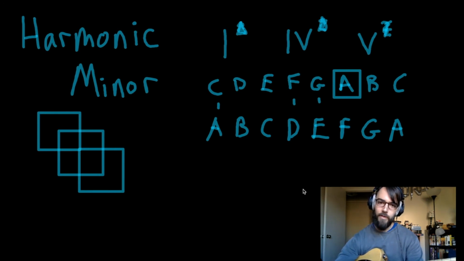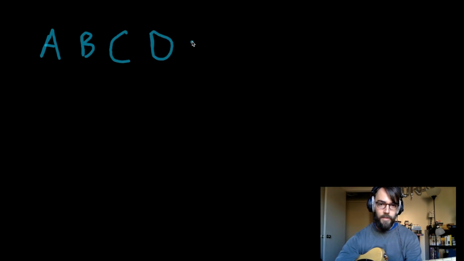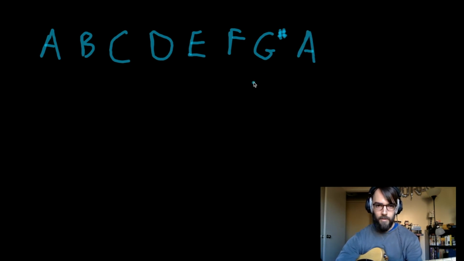So what we are left with, if we were to take this A minor scale and pay attention to what we did, is we took the 5 chord and we made it dominant, and what that involved was replacing this G with a G sharp. So if we were to write all that out, what we'd end up with is A, B, C, D, E, F, and then instead of G, we'd have G sharp, and then back to A. And check this out. That gives us harmonic minor.